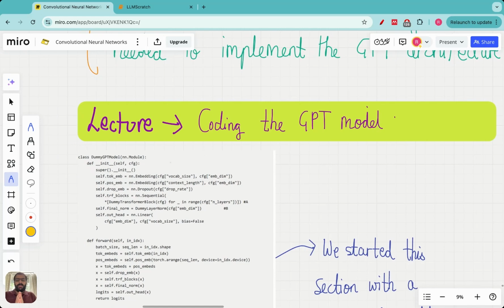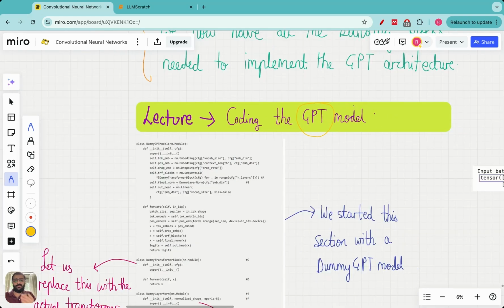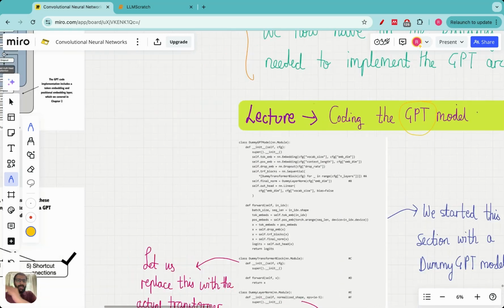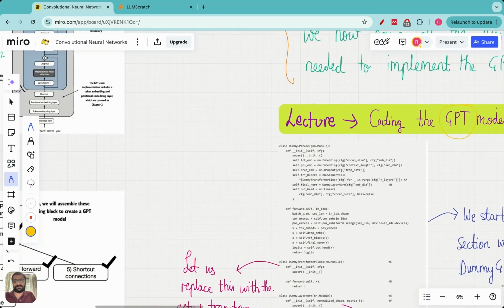Hello everyone. Welcome to this lecture in the Build Large Language Models from Scratch series. Today, we are going to construct the entire GPT architecture, or put in other words, we are going to code the entire GPT model. We have been building up to this lecture for a pretty long time now. So let me quickly recap what we'll be covering in today's lecture and what we have completed previously.